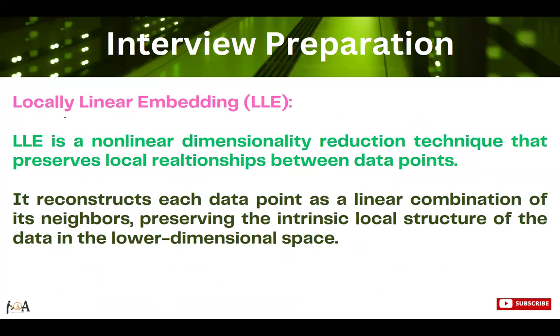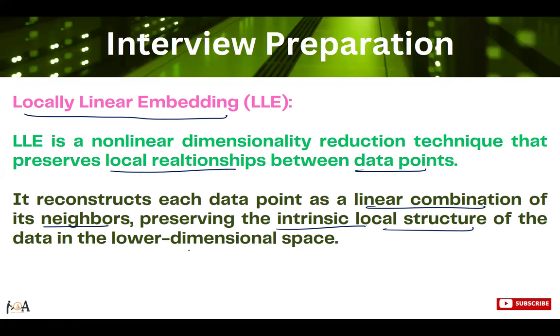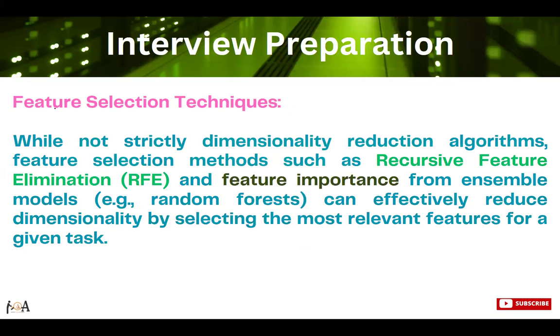One more is there, that is LLE, locally linear embedding. It is also one of the important dimensionality reduction techniques that preserves local relationships between data points, and it reconstructs each data point as a linear combination of its neighbors, preserving the intrinsic local structure of the data in the lower dimensional space, right? So ultimately, one more is there, that is the feature selection technique.